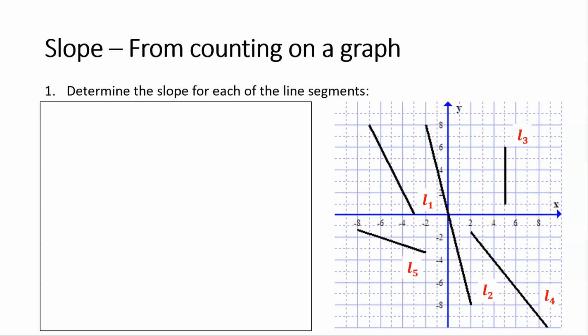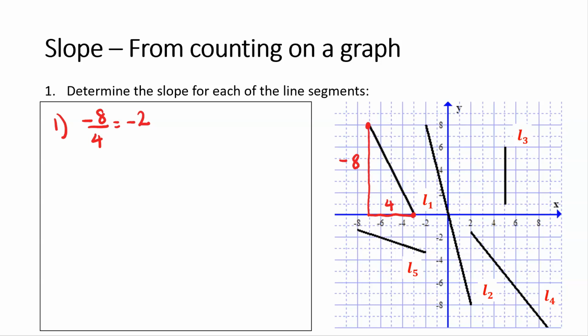So looking at line 1, if we're going from left to right, we are going down 1, 2, 3, 4, 5, 6, 7, 8. We're going down 8 times, so our rise is a -8. Remember, downward direction is negative. We're going across 1, 2, 3, 4 times. So for line 1, our slope is -8 divided by 4, which reduces to -2.